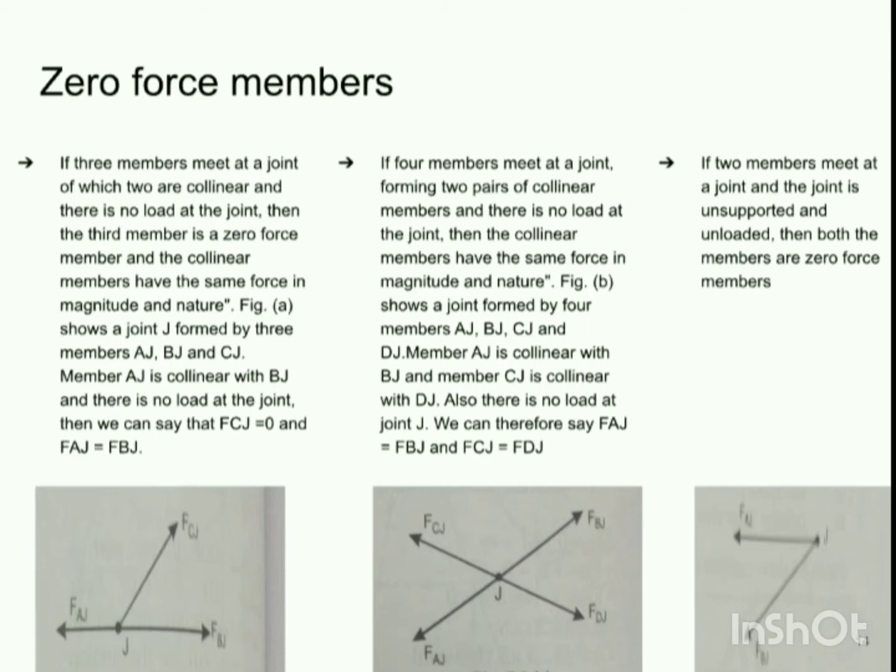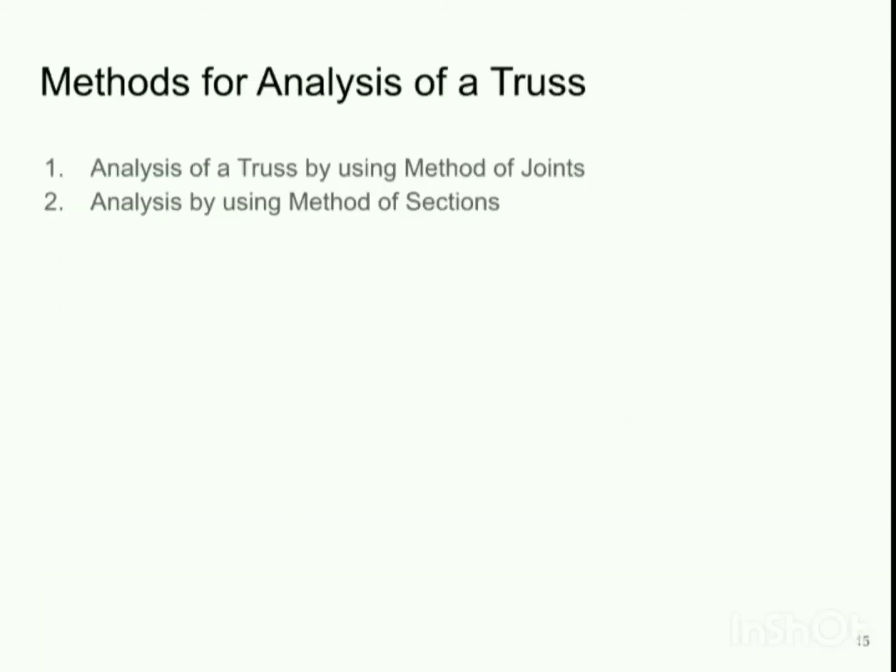Now the last case, in which you can observe there are only two forces at this joint, and one is horizontal and the second force is inclined. The horizontal force is Faj, the inclined force is Fbj. As you can see, there is no external load acting on this joint, so both the member forces will be equal to 0. If you apply summation Fx or summation Fy, we will get the value of Faj and Fbj equal to 0. So these are the three important cases that we need to remember while analyzing a truss.